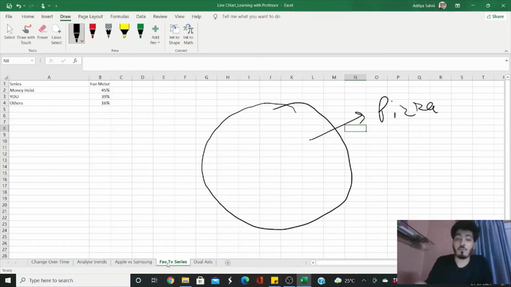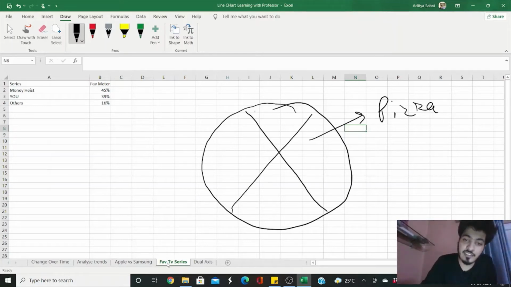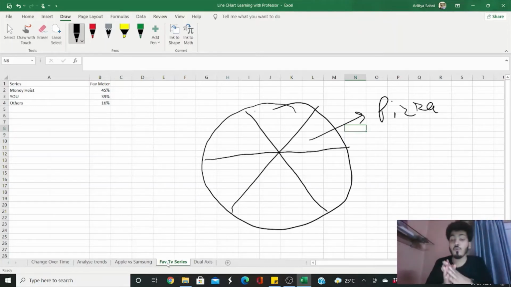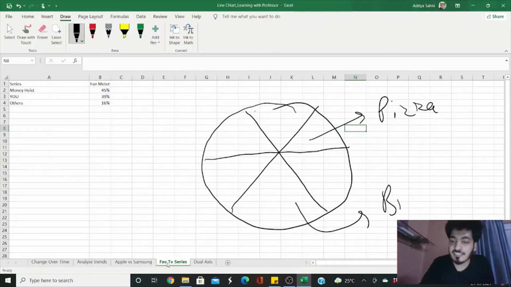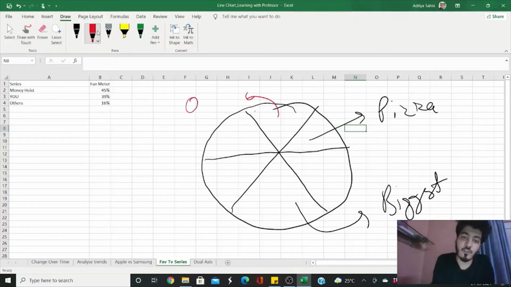Okay, so a pizza is cut into different slices. We are obviously interested in the biggest slice and the lowest slice, and we are not interested in the other ones. We want to see which area is doing well, or which is a favorite TV series, if you want to show it in a percentage manner.